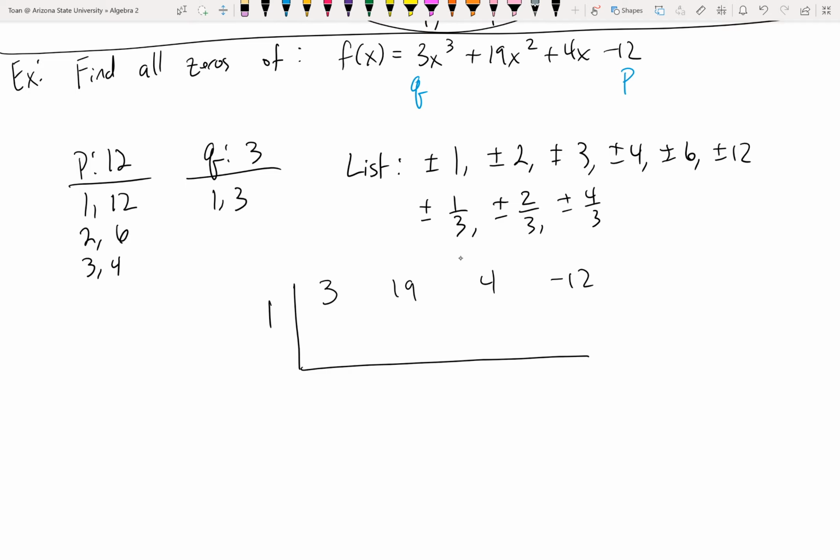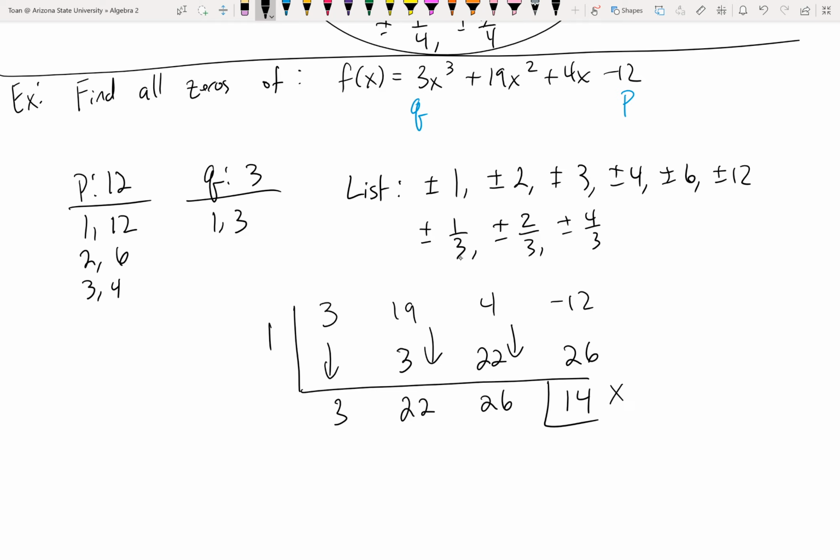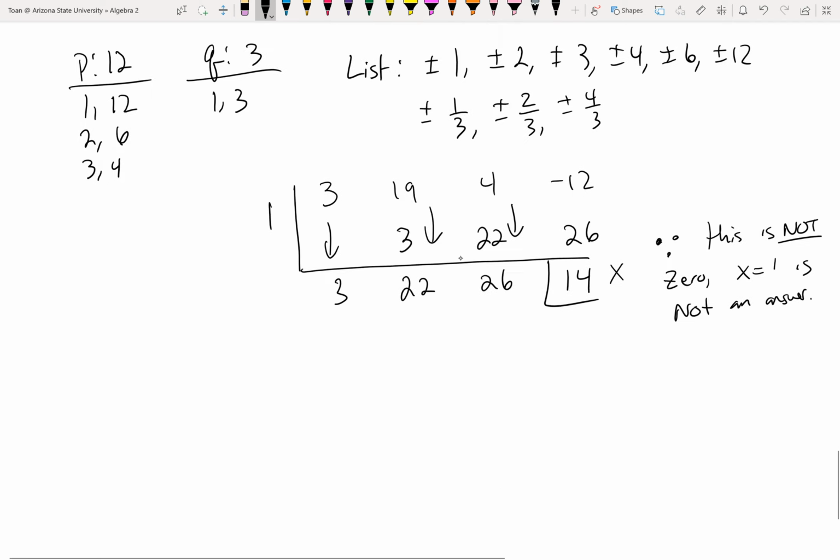So we have 3. I wouldn't copy this. Oh, I mean, copy down if you want. It's good to copy down wrong things. 3, 22, 26, and 14. Because this is not 0, x equals 1 is not an answer. So what do you do? You just got to try something else.